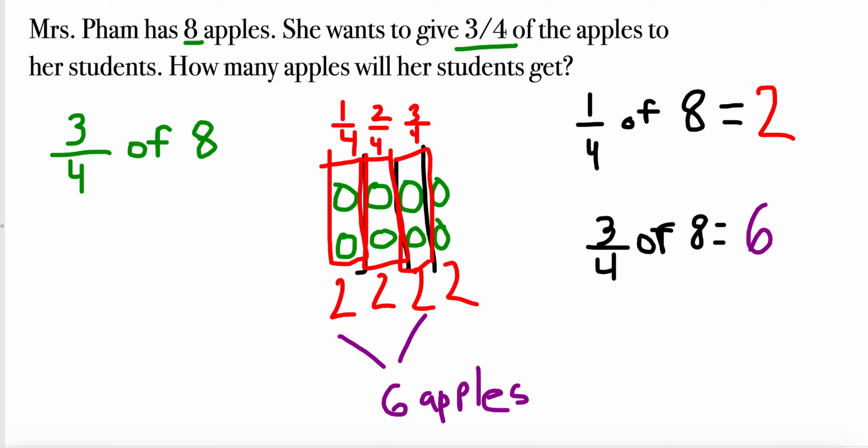What I just did, if I want to make an equation of that, is I took my 8 and I divided it by 4, which is the number of groups the whole is being divided into. I did 8 divided by 4 is 2. And then since I wanted 3/4, or 3 groups of those 1/4, I did 2 items in each group times 3 groups, and I got 6.